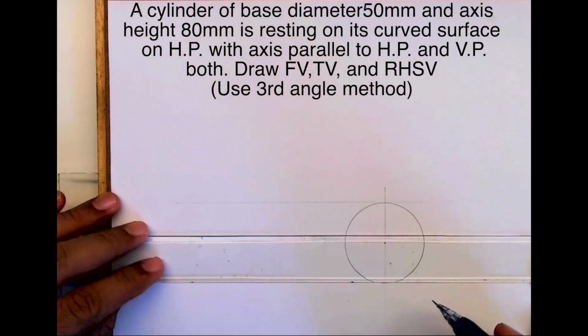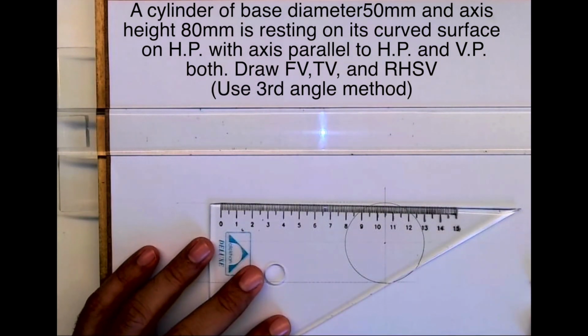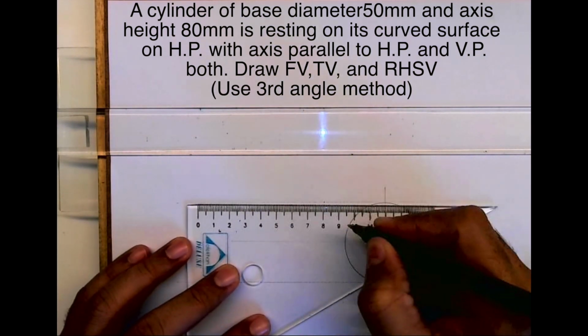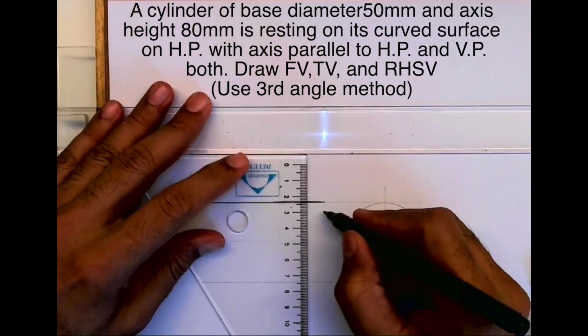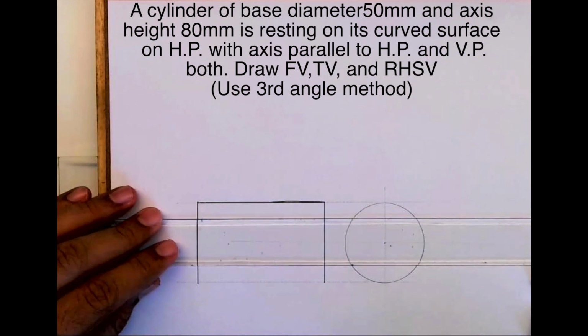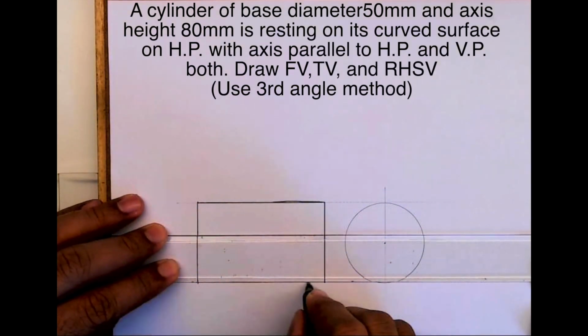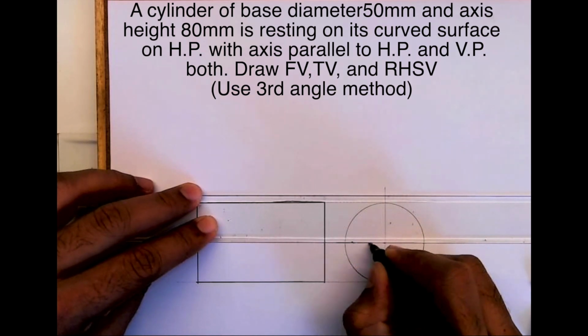Then I'm drawing the front view. I'm taking lines from the side view and the length is 80. Axis length, so I'm marking 80. So we are done with the front view and side view.